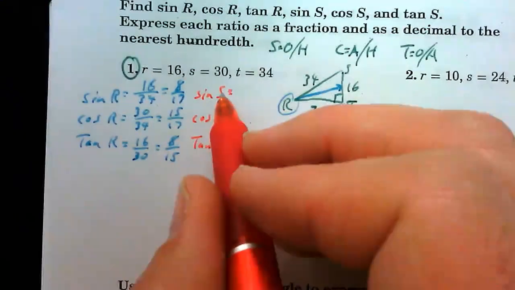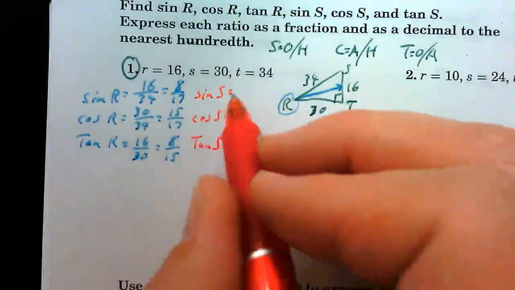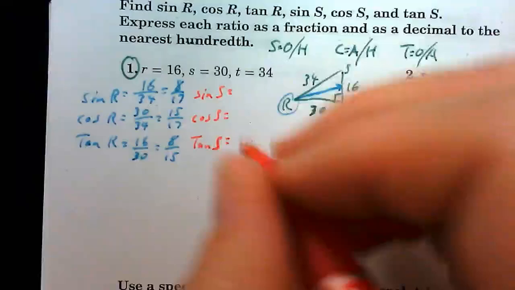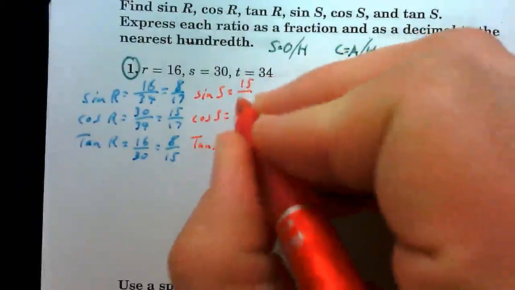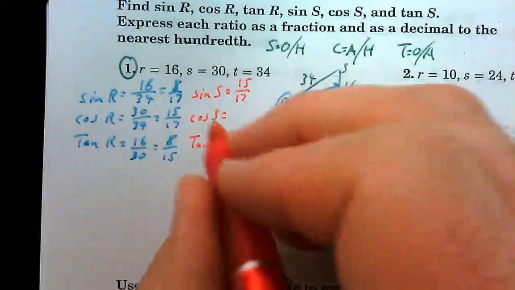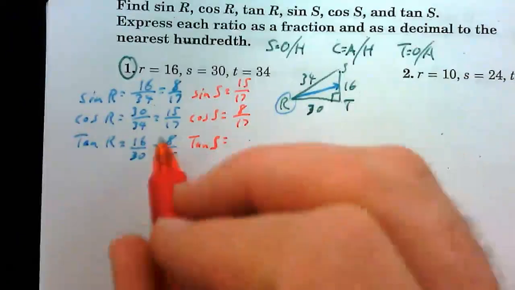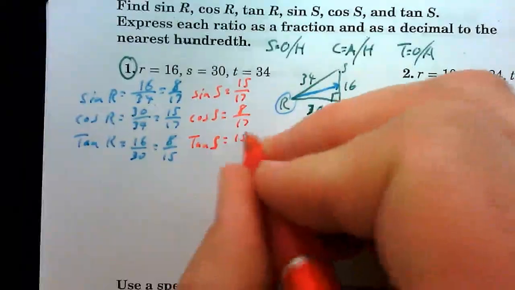So sine of S has to be equal to cosine of R. Cosine of S has to be equal to sine of R. So I already know this one is going to be 15 over 17. And this one's going to be 8 over 17. The tangent of S is going to be the reciprocal of this one, so 15 over 8.